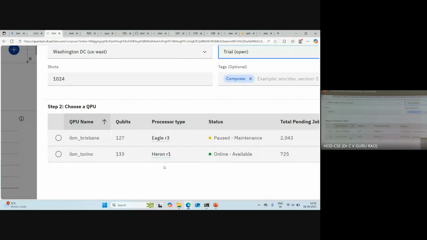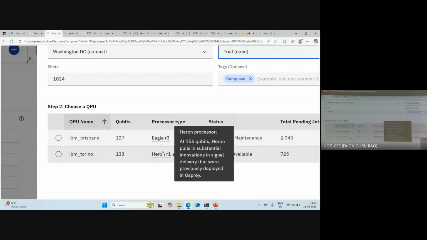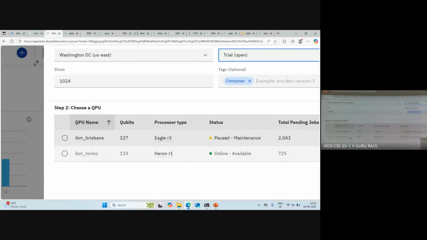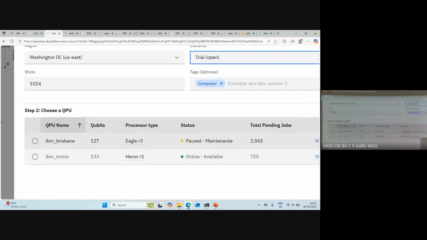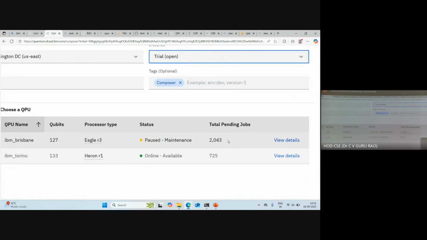Processor type: in today's morning lecture, Kapil sir talked about Eagle and many other processors IBM has. So these are the processors. And the status: this Brisbane is paused, it is for maintenance. This is the very basic thing that you can see.